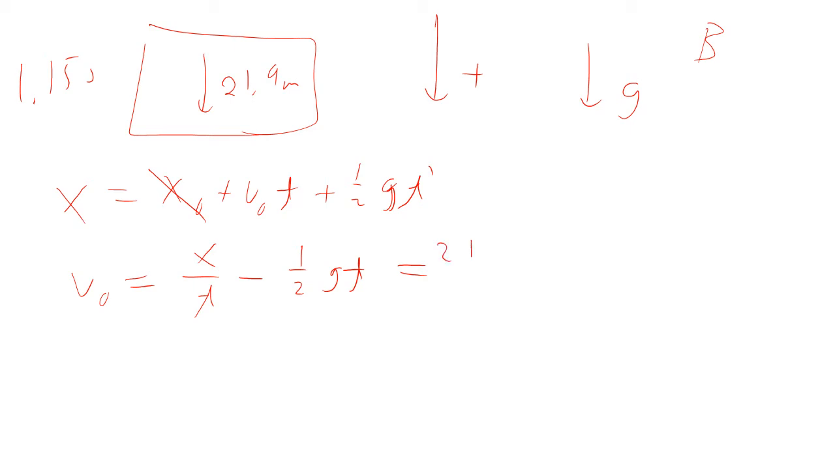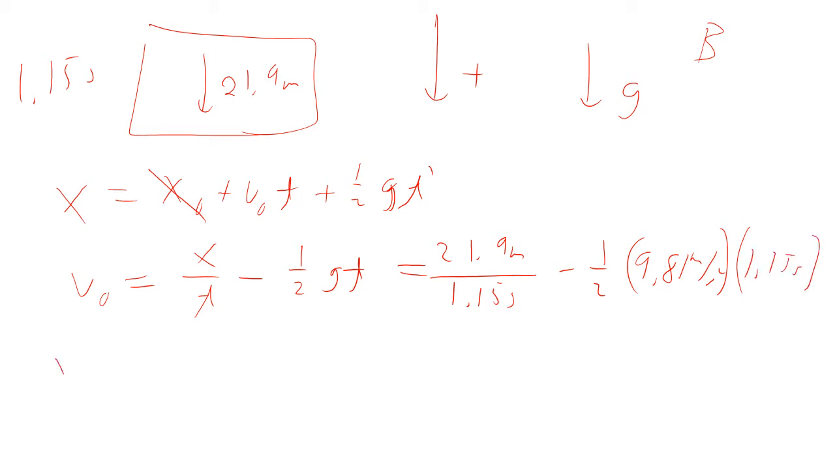Okay, so we know all these terms. We know 21.9 meters divided by 1.15 seconds, minus 1/2 times 9.81 meters per second squared times 1.15 seconds. So v naught is going to be equal to 13.4 meters per second. So that's how fast it's moving right there at the top of the scoreboard.